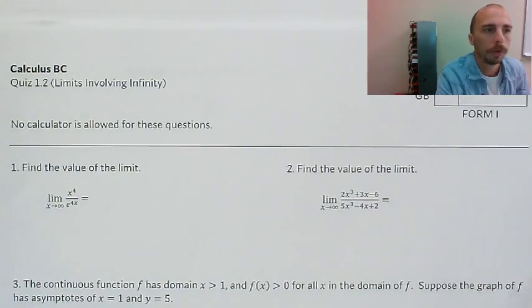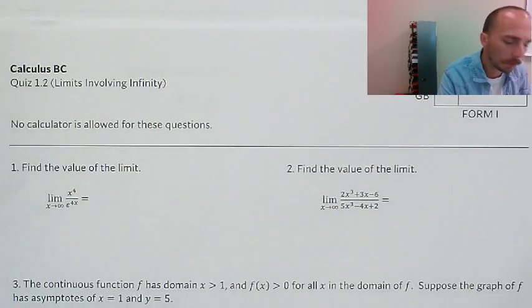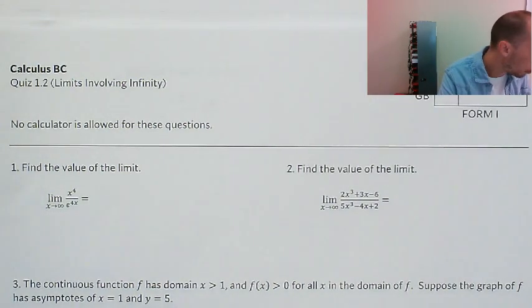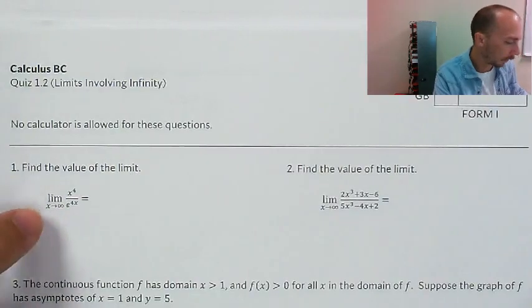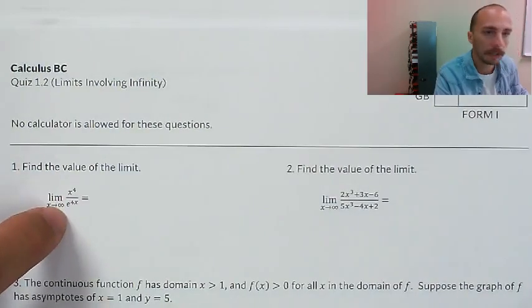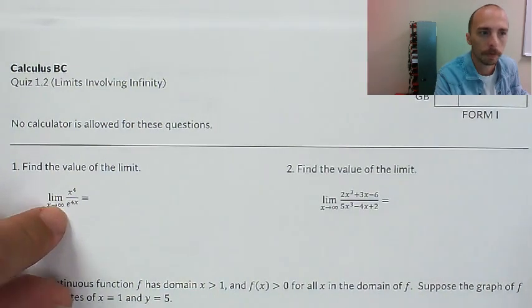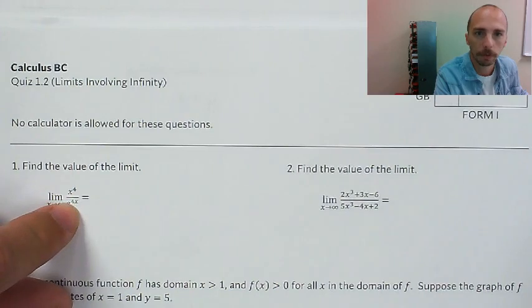All right, quiz 1.2, this is the one about limits involving infinity. And this was the one that, in my class, people struggled with the most in this unit, so I'm going to go real slowly through these. We're going to start by finding the value of the limit of x to the 4 divided by e to the 4x. In our taxonomy of growth rates, the fastest growing is exponential. So exponential is growing faster in the denominator, dividing by more, getting closer to 0.